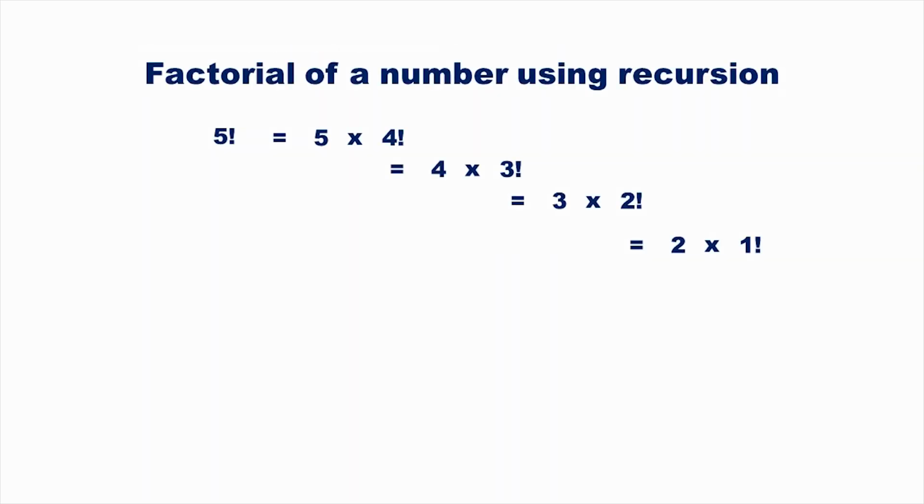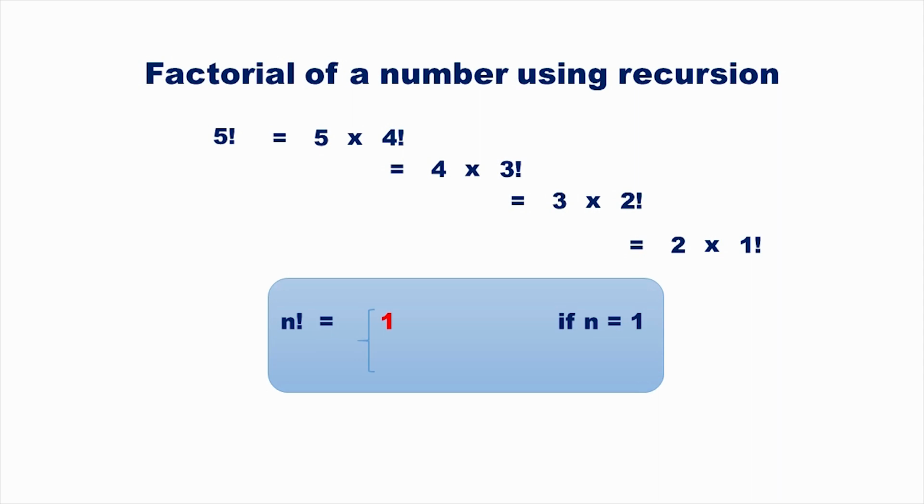In general, we can write n factorial equal to 1 if n equal to 1, and if n greater than 1, n factorial equal to n into (n minus 1) factorial. That means we can write the function in a simpler form of itself. We call such a function a recursive function.